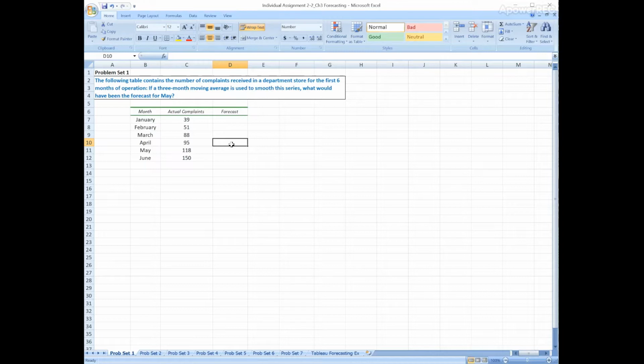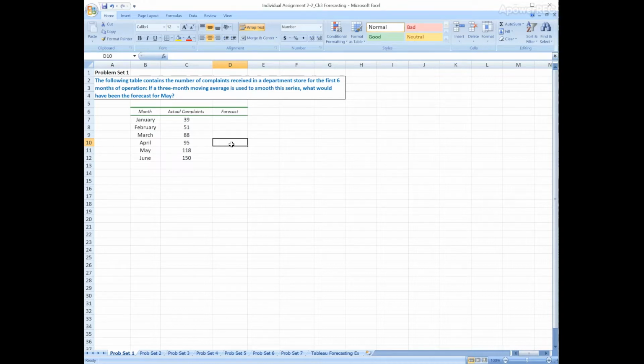Question 1 is about forecasting the number of complaints received in a department store for the first 6 months of operation. This question asks you to use the 3-month moving average method to forecast complaints in May. The idea here is to simply calculate the average demand over the most recent period. This is a very useful tool when the demand is not changing rapidly, showing no seasonality.